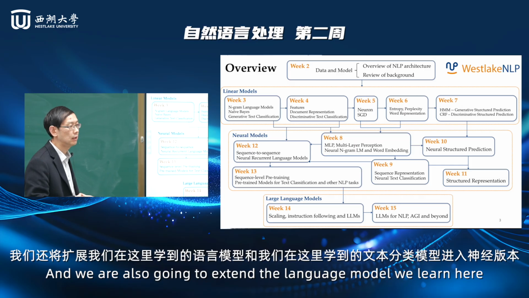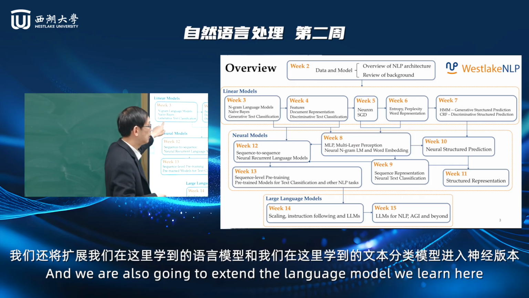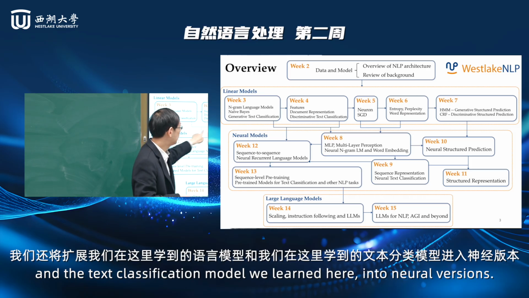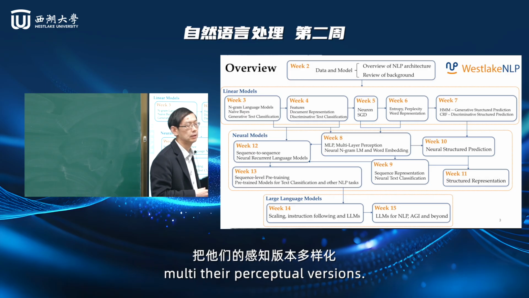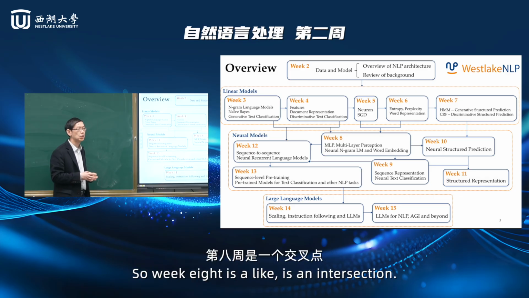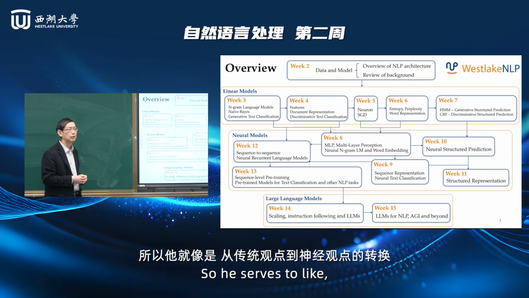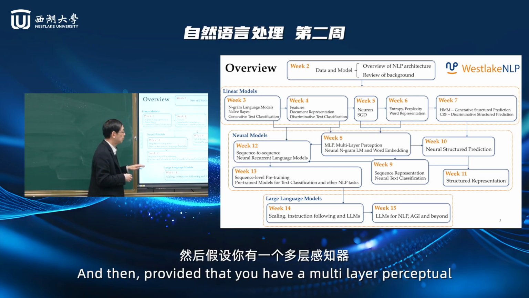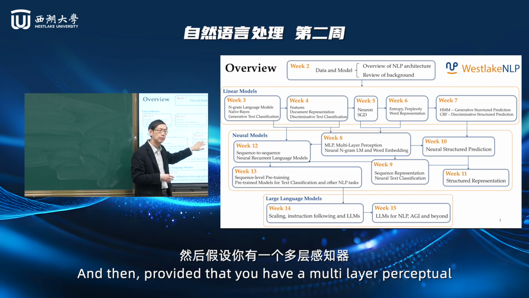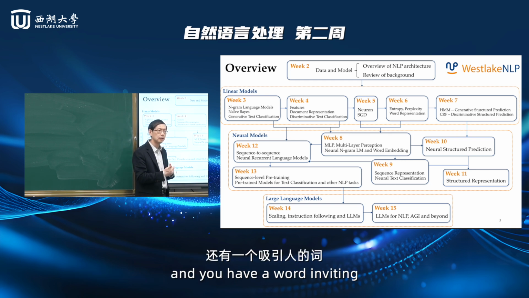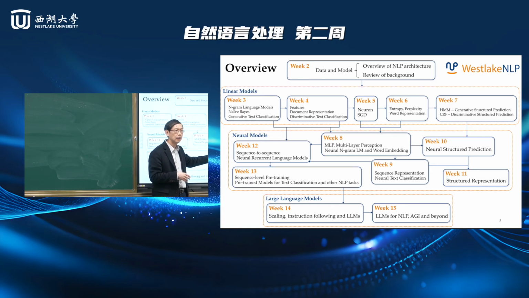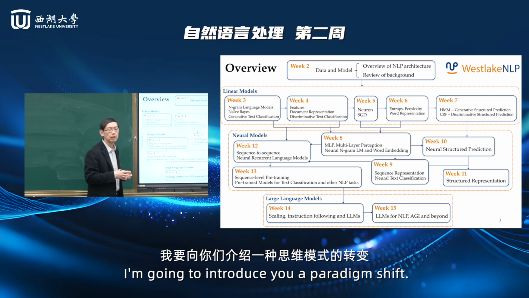These are different. And we're also going to extend the language model we learned here and the text classification model we learned here into neural versions, multi-layer perceptron versions. So week 8 is an intersection. It serves to switch from a traditional point of view to a neural point of view. And then, provided that you have a multi-layer perceptron and word embeddings, dense word representations, we can go on. Moving to week 9, I'm going to introduce a paradigm shift.